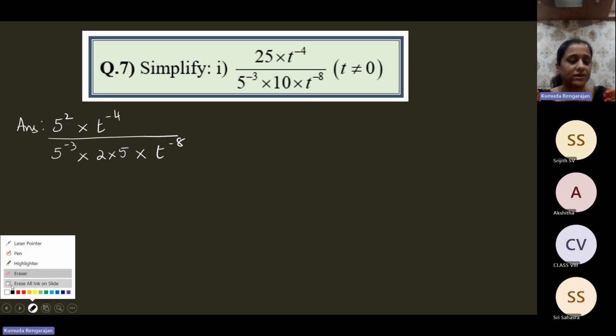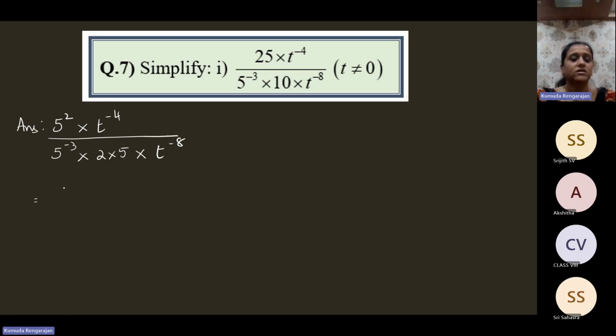Okay. So the next step can be like this. Write the base 5 once. All right. Then the power 2. See, when you're writing this base 5, please try to understand this.